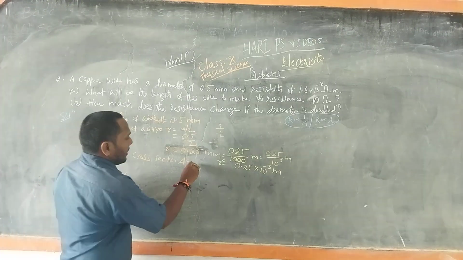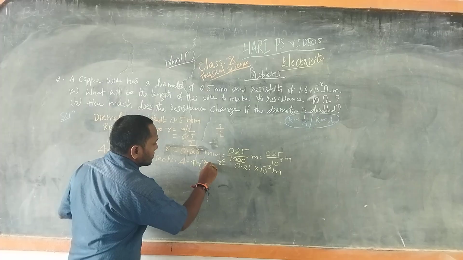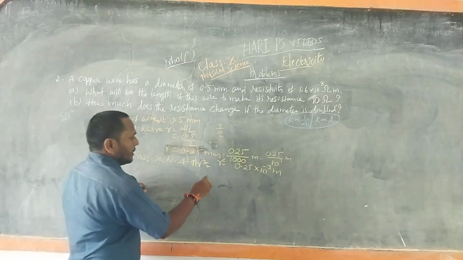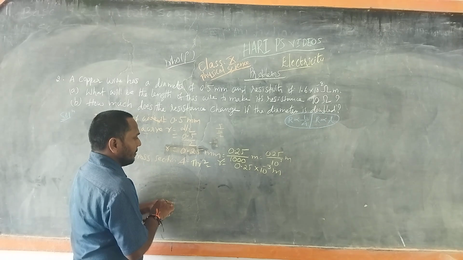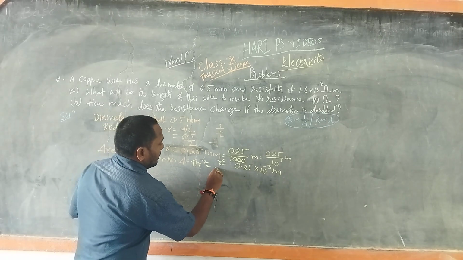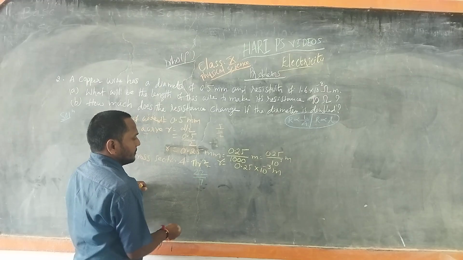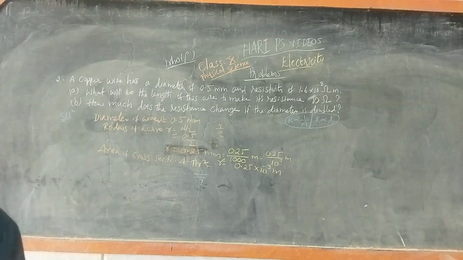So cross section area A is equal to pi r square. So substitute the values now. Pi is equal to 22 by 7.